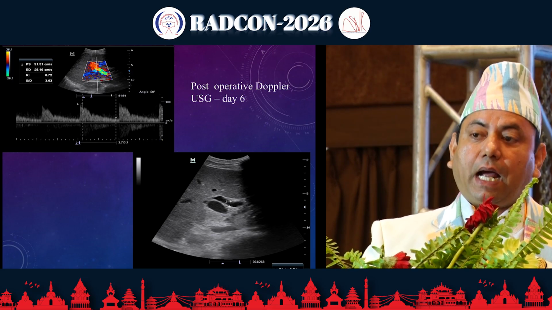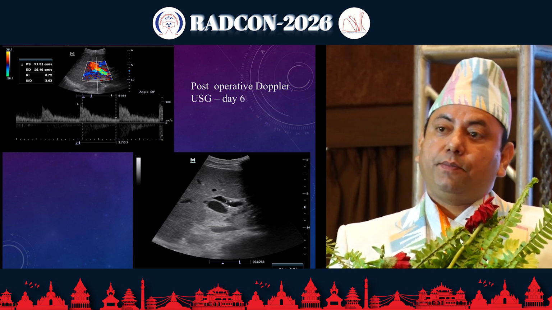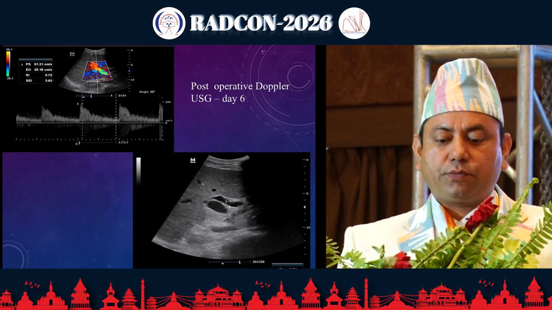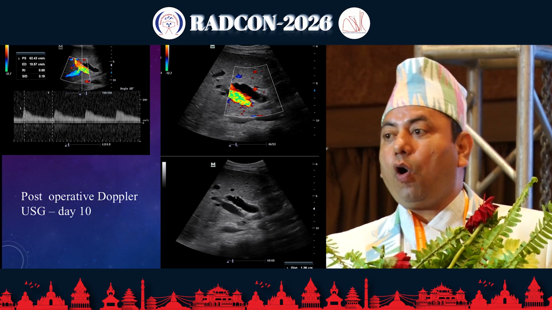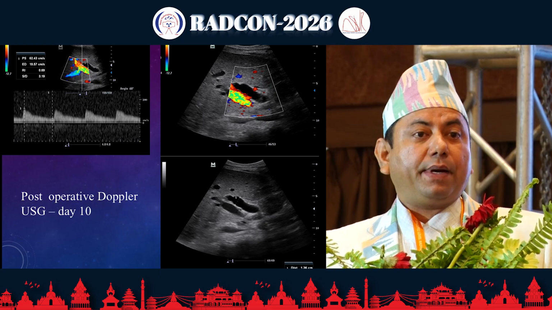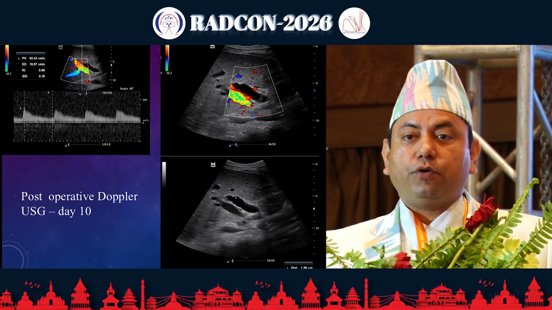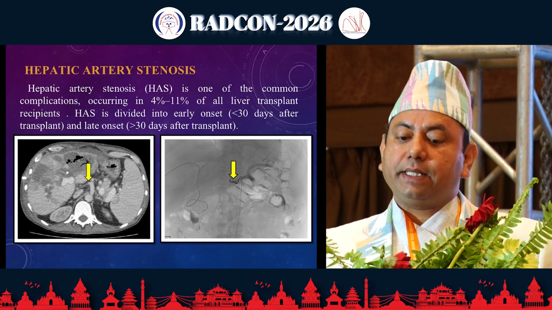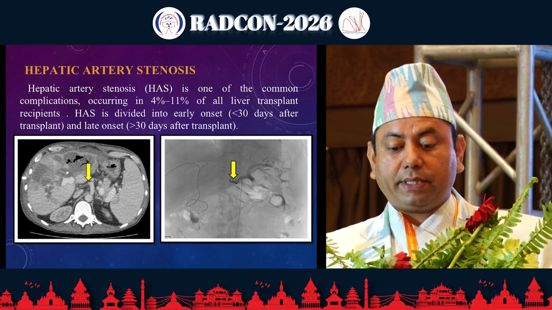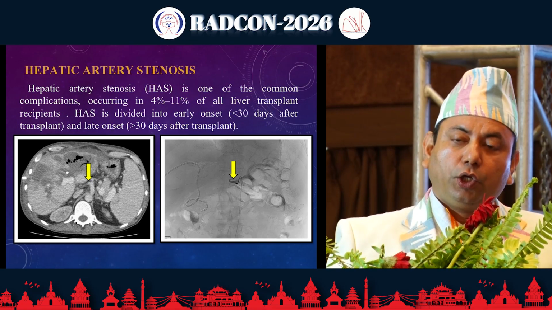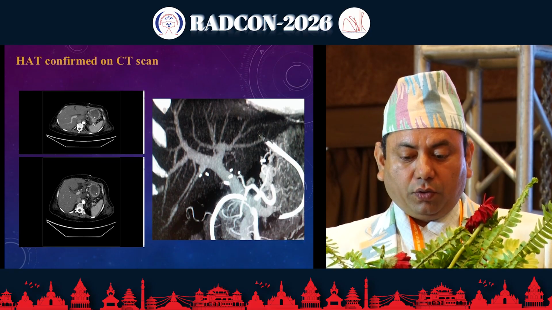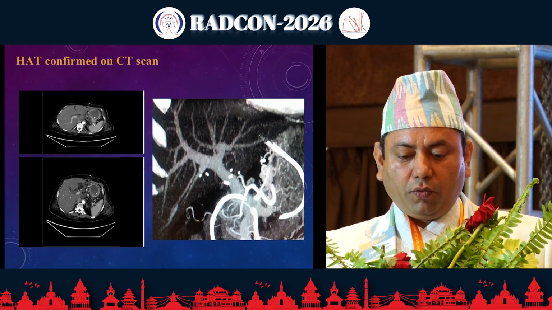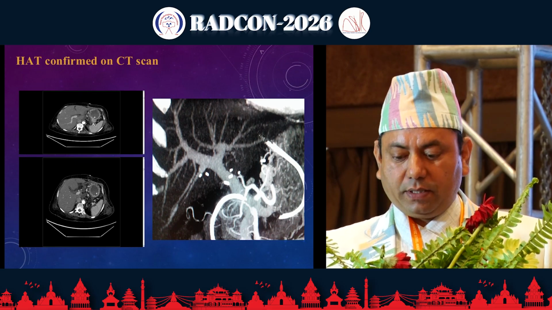Hepatic artery stenosis is one of the most common complications we encounter, and it occurs in 4 to 11% of all transplant recipients. Hepatic artery stenosis is divided into early onset, less than 30 days after transplant, and late onset, more than 30 days after transplantation. So how do we confirm? We confirm by CT scan, where we can see there's no flow in the hepatic arterial circulation.